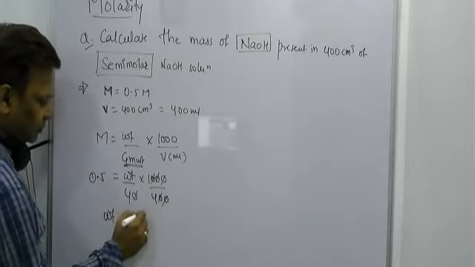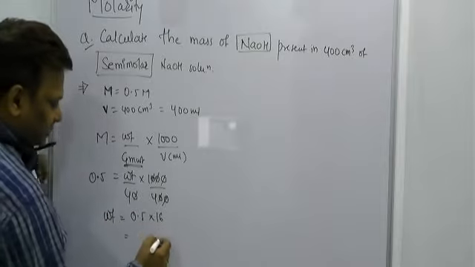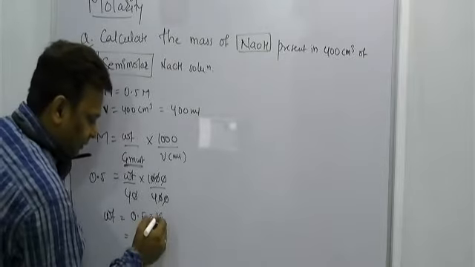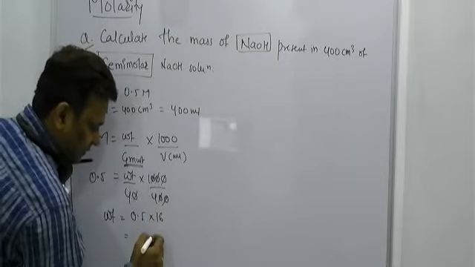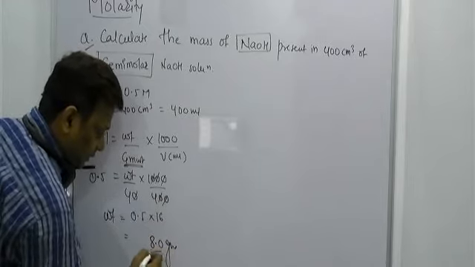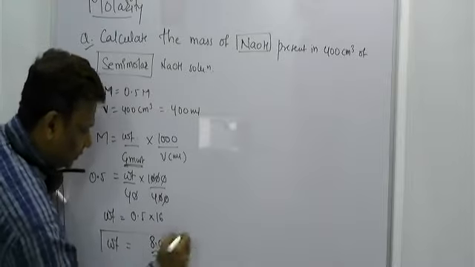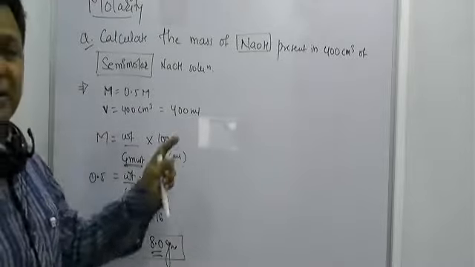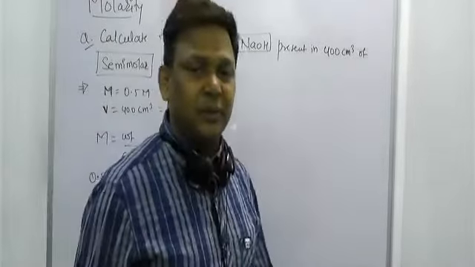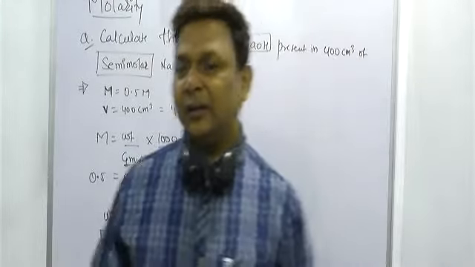The weight is equal to 0.5 into 16, right, beta? That is 8 gram. So the weight of NaOH is 8 gram, present in the 400 cubic centimeter of semi-molar NaOH solution. Right? Take a screenshot, beta.